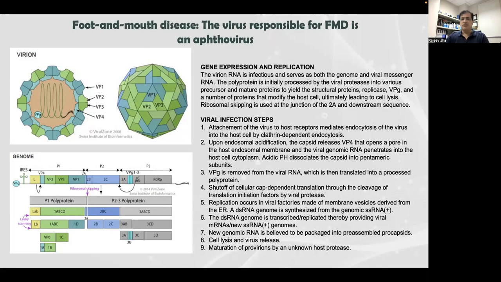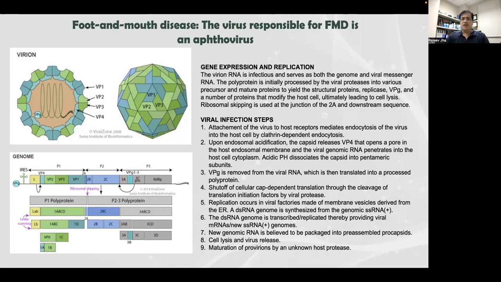VPG is removed from the viral RNA, which is then translated into a processed polyprotein. Shut off of cellular cap-dependent translation through the cleavage of translation initiation factors by the viral protease. Replication occurs in viral factories made of membrane vesicles derived from the ER.